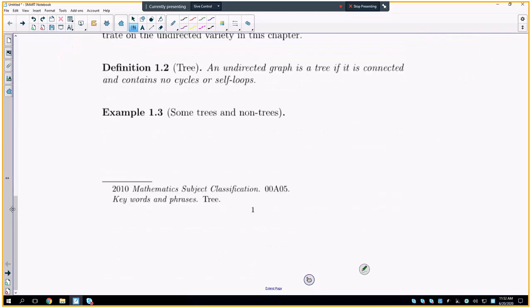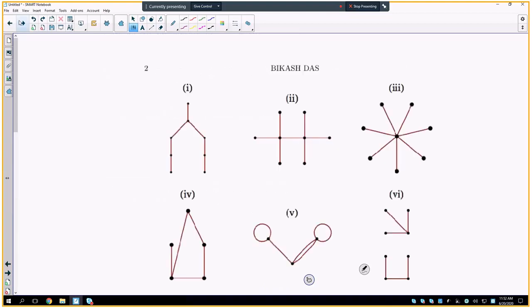So that's the formal definition of a tree. An undirected graph is a tree if it is connected and contains no cycles or self loops. So we're going to talk about some crucial examples that are trees and that are not trees. So let's go to our page number 2.